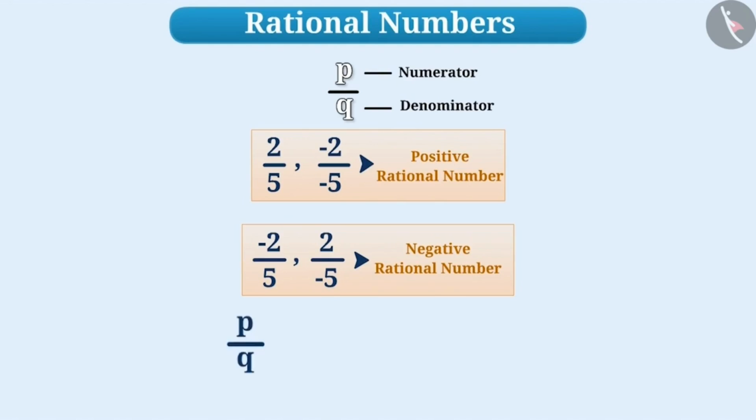In any rational number p by q, can the value of q be 0? Think for a while.